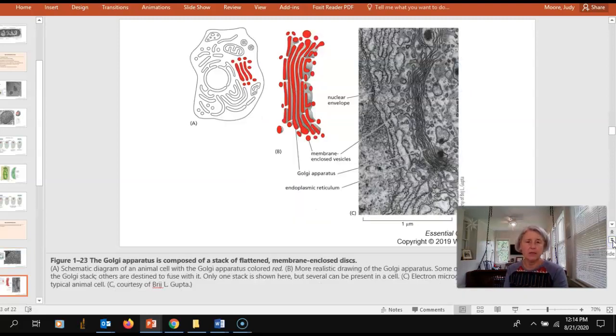Another internal membrane structure would be the Golgi apparatus. It looks like a stack of flattened discs here. The partially processed proteins are passed on from the ER to the Golgi apparatus, where further processing is accomplished. And from the Golgi apparatus, these proteins are distributed to their ultimate location, whether it's inside the cell, to become a part of the plasma membrane, or to be secreted to the extracellular space.